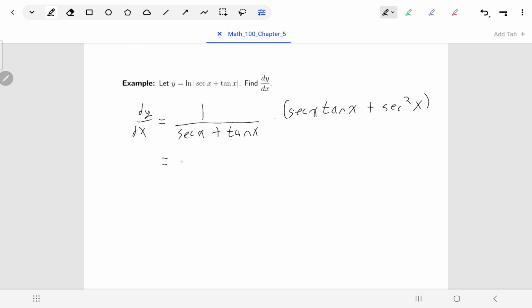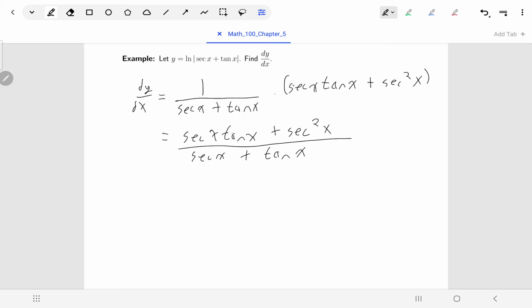And so I'm going to clean that up just a little bit. We get secant tangent plus secant squared over secant plus tangent. And one thing you'll notice here also in the numerator, I can factor out a secant. And when I do that, I get secant of x times tangent plus secant all over secant plus tangent. And if we're looking really carefully, we'll notice we actually have a common factor top and bottom. The secant plus tangent cancel, giving us just secant.